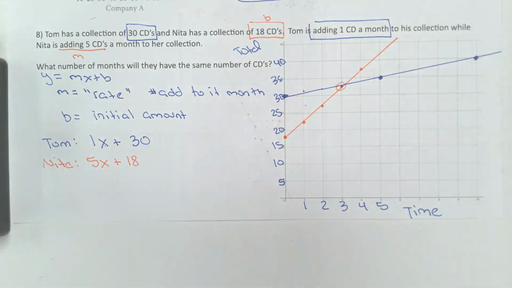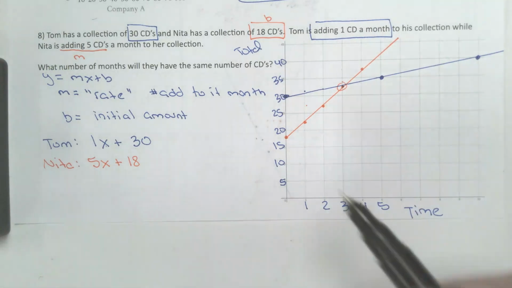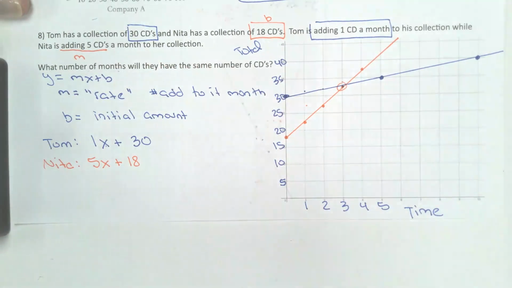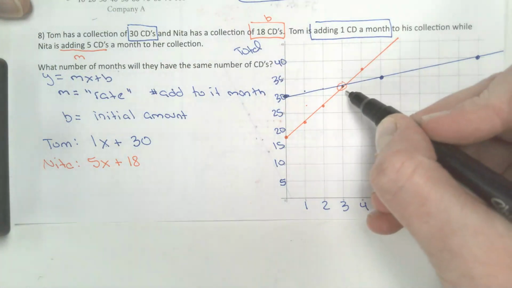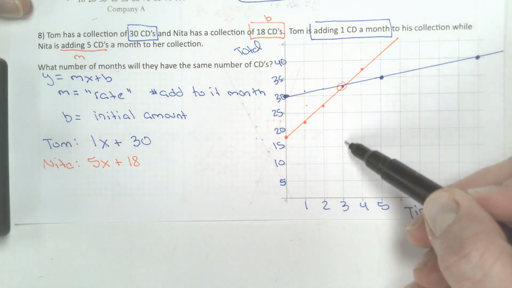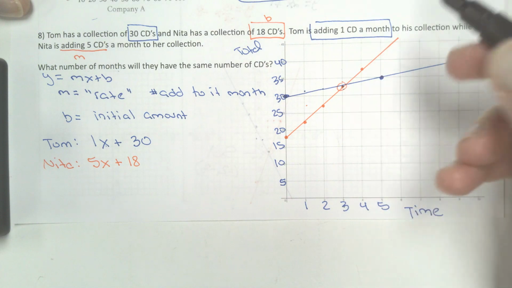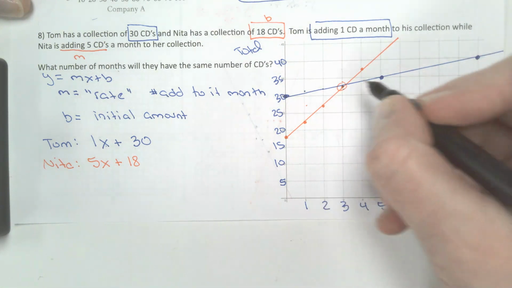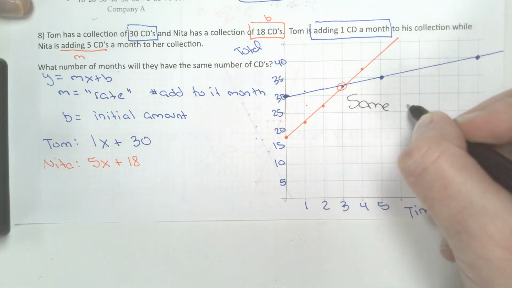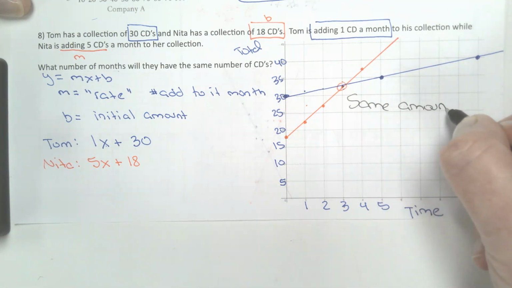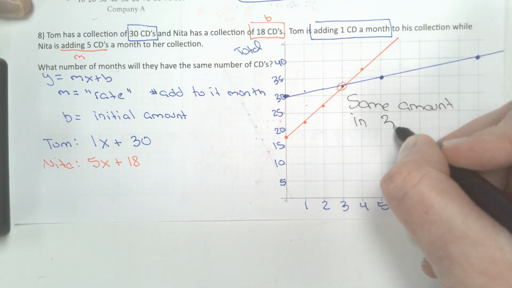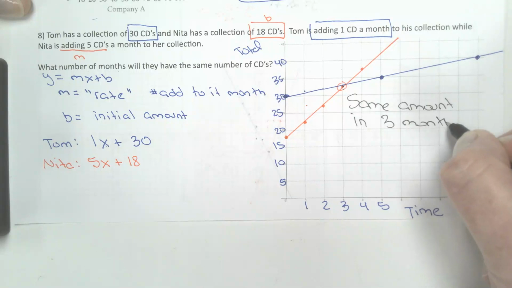So here's where you just have to be careful of what it asks you. It says, in how many months will they have the same number of CDs? And so when you follow it down, it crosses at 3, so there's my solution. They will have the same amount in 3 months.